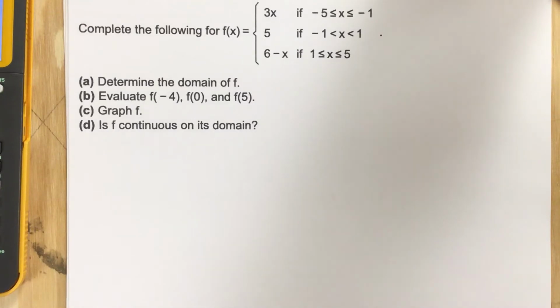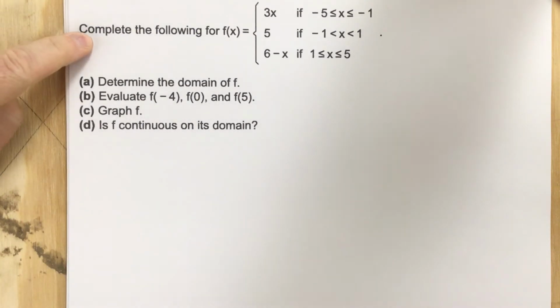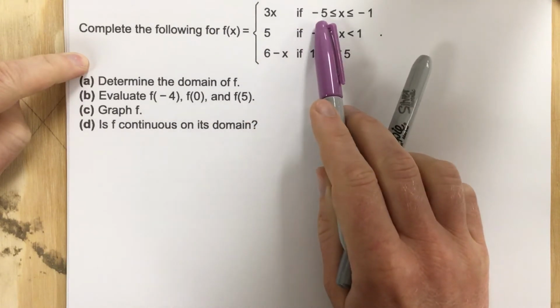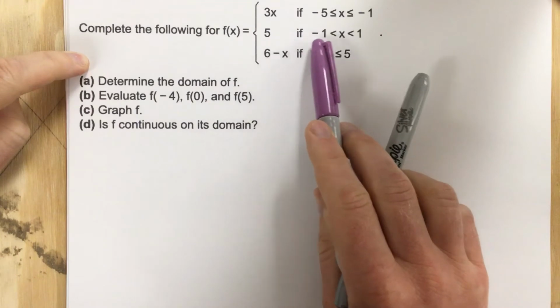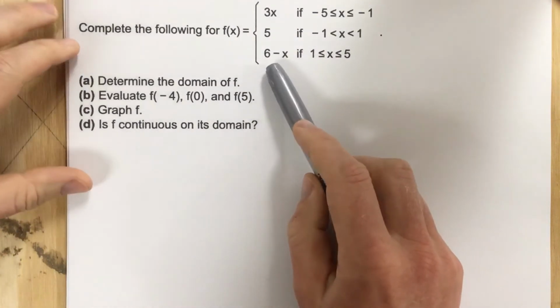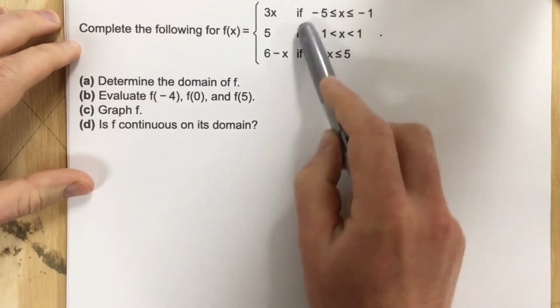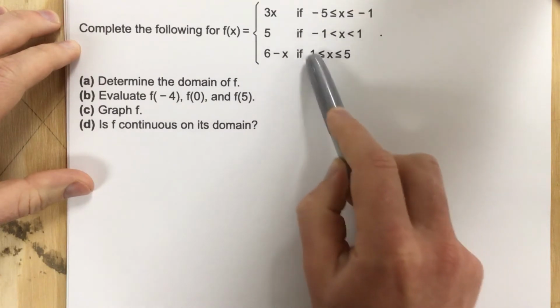This is problem number 5 for assessment number 3. In this problem, it says complete the following for f of x equals 3x if negative 5 is less than or equal to x less than or equal to negative 1, 5 if negative 1 less than x less than 1, and 6 minus x if 1 less than or equal to x less than or equal to 5. This is a piecewise function. It's got 3 different functions with 3 different domains.